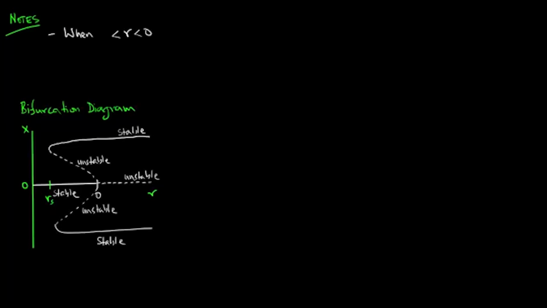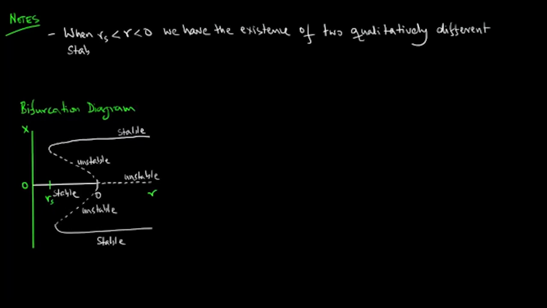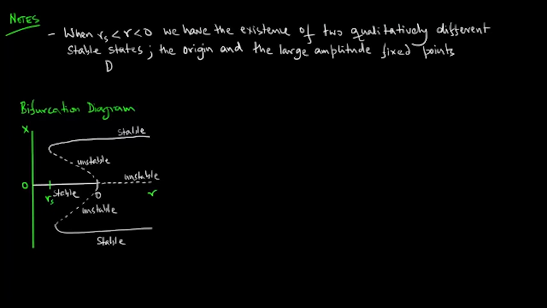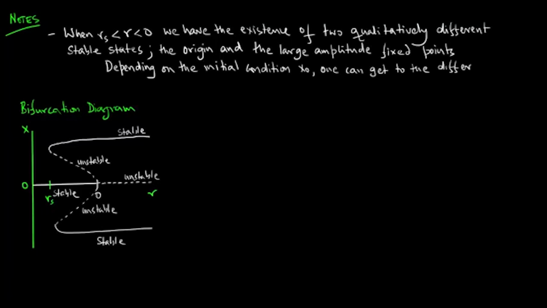When rs is less than r is less than 0, we have the existence of two qualitatively different stable states: the origin and the large amplitude fixed points. Depending on the initial condition x0, one can get to the different stable states as t tends to infinity.